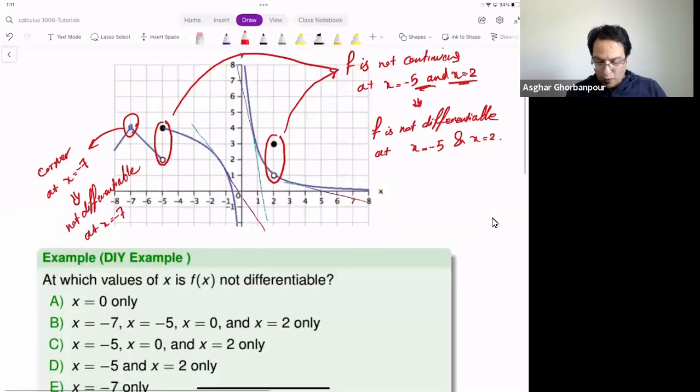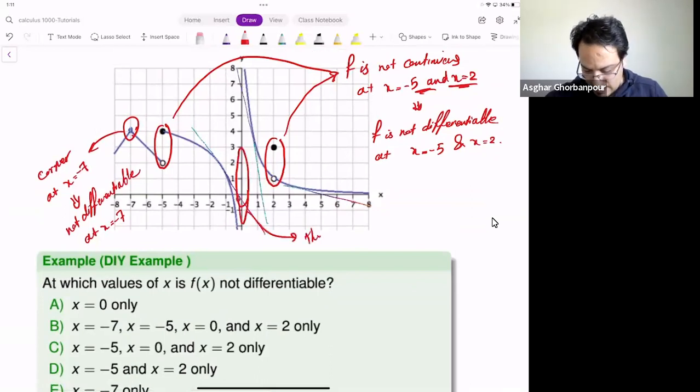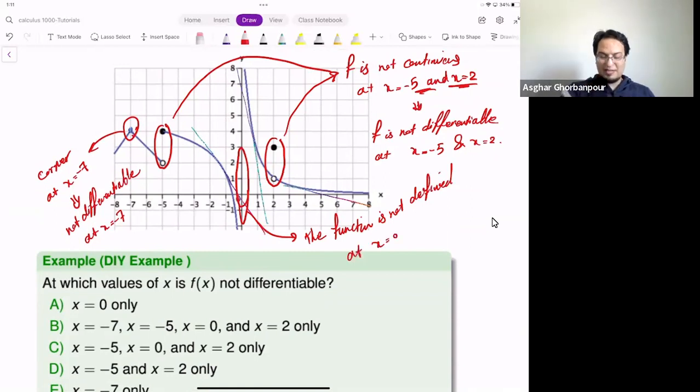There is one more point. At 0, the function is not defined. You see, the function is not defined at x equal to 0. I don't see any point when I go up and down at x equal to 0.